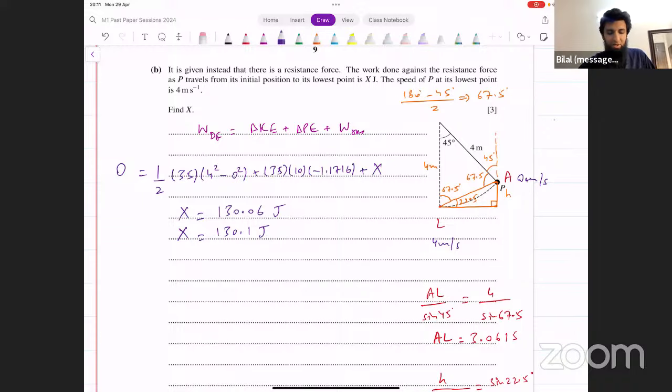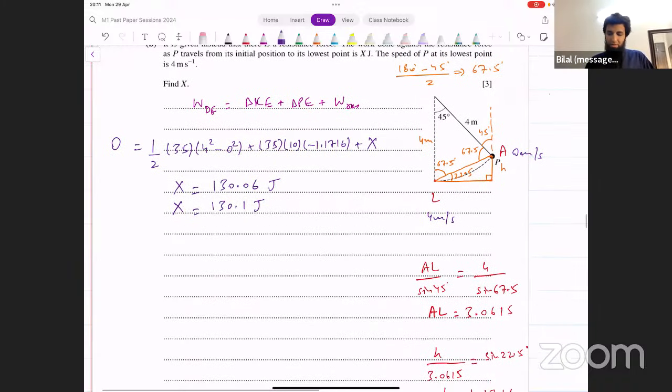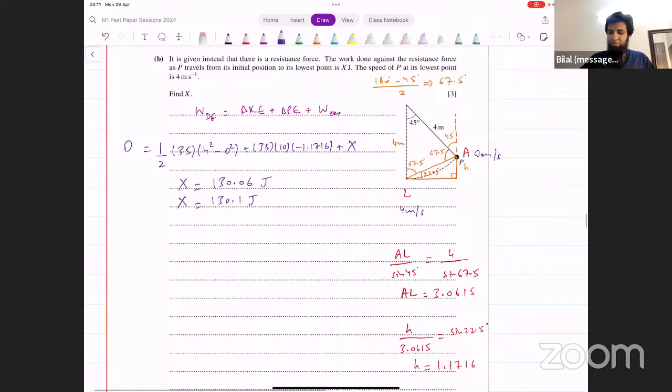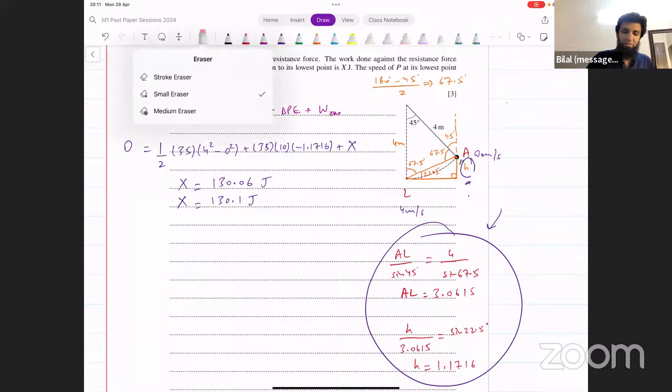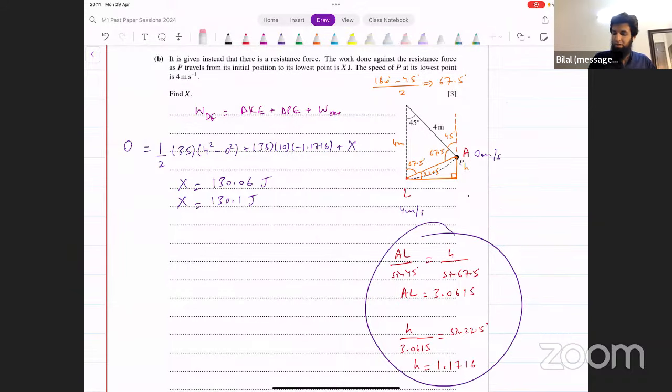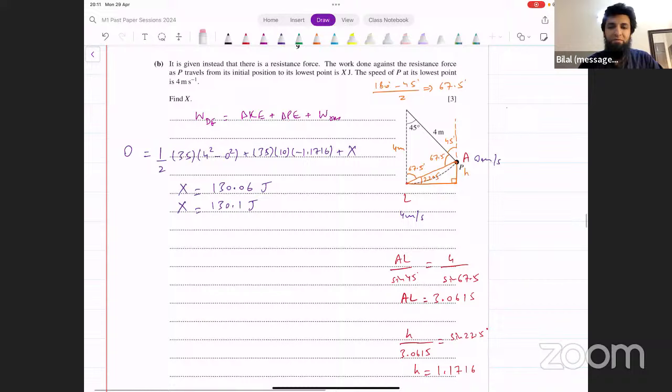Okay, that's the second part. That's part B. Any problem with this? So basically the main problem was finding the angle and using that to find the change in height. Once you have the change in height, the rest is not that difficult. Okay, that was part B of this question. Let's move on to the next one. So from this paper, you asked about question number 5, 6, and 7. Let's have a look at 6 now.